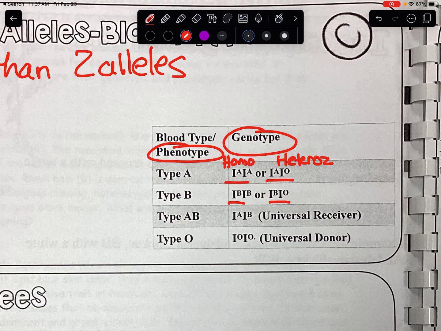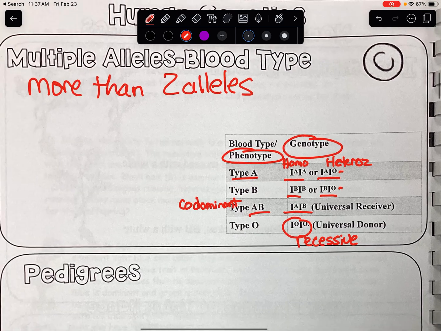So I can either be IAIA or IAIO for type A. Same with B. This is codominant, so you might write codominant out to the side because they both show through in the phenotype. And then O is recessive. So anytime you have an O, it's recessive. So A is dominant over O, B is dominant over O.